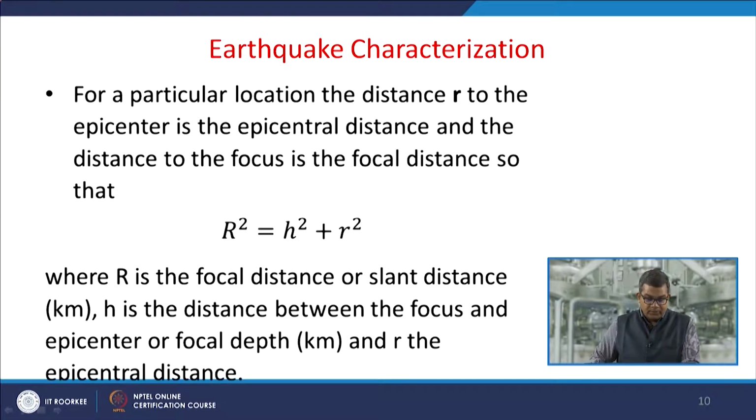Let us look at the characterization aspects of an earthquake. For a particular location, the distance of the epicenter is the epicentral distance, and the distance to the focus is the focal distance. So that R square is equal to h square plus r square, where capital R is the focal distance or slant distance, h is the distance between the focus and the epicenter or the focal depth, and small r is the epicentral distance, which you have already discussed.